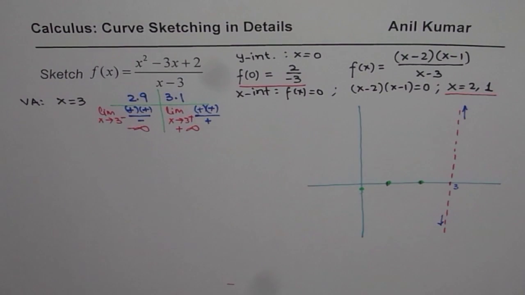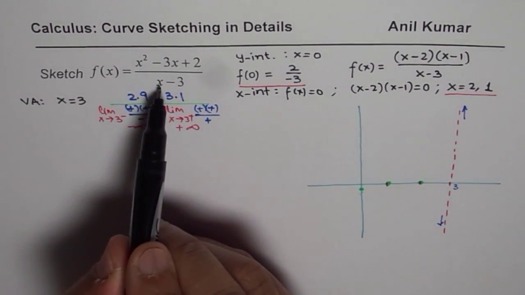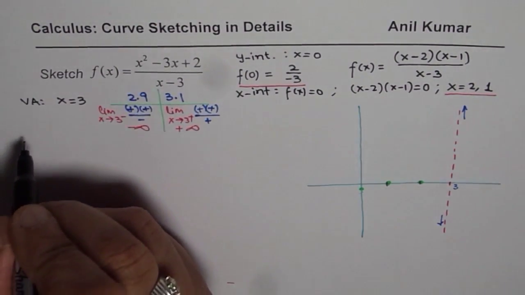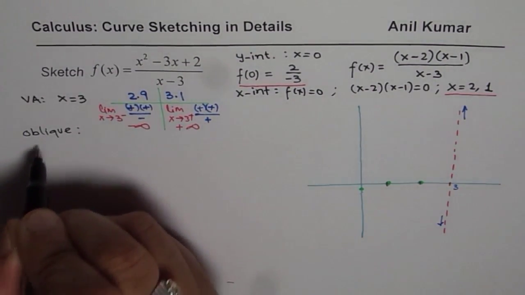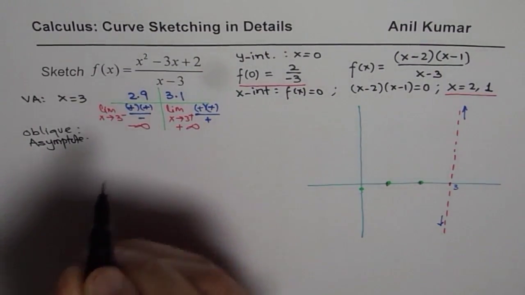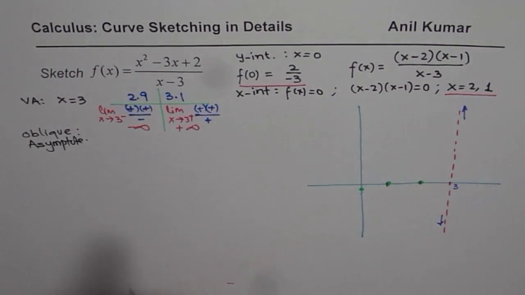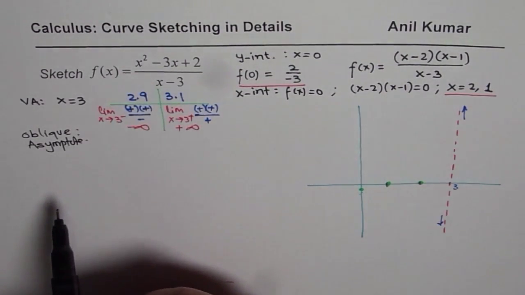Now let's look into other kinds of asymptotes. Since the degree of the numerator is 1 higher than that of the denominator, what do you expect? We expect an oblique asymptote, right? So we have an oblique asymptote here. What is the equation of the oblique asymptote? We can easily find the equation by dividing the numerator by the denominator, right?